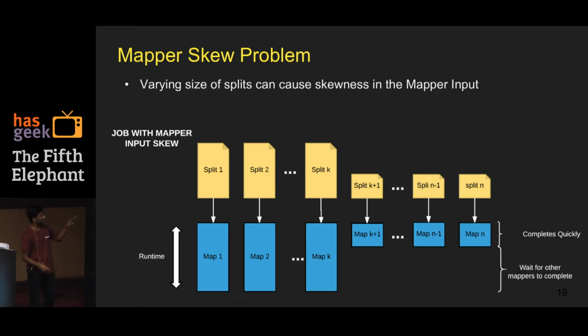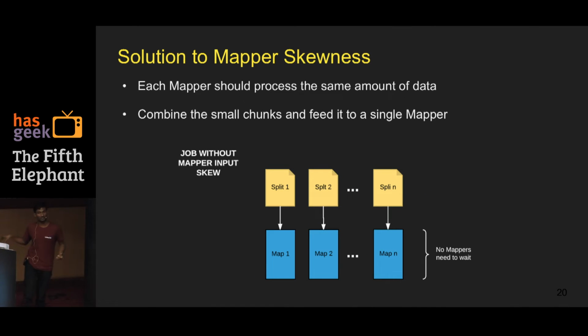Now, suppose mappers 1 to k are reading a larger split of data, and mappers k plus 1 to n are reading a smaller split of data. Mappers k plus 1 to n, which are reading a smaller split, will relatively complete sooner than the other mappers. And once they complete, they have to wait for all the other mappers to complete. So ideally, we want every mapper to get the same amount of data, so none of the mappers have to wait for other mappers to complete.